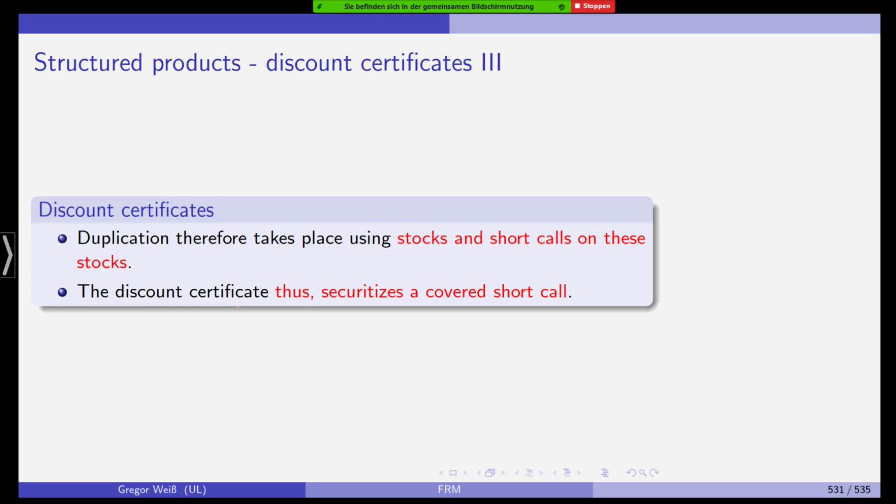Now this seems weird. Why does it securitize a covered short call? I can always do a short call. No, the covered short call are two legal transactions, the stock and the option. The discount certificate is just one product. It's one contract. So that's why the discount certificate securitizes a covered short call.